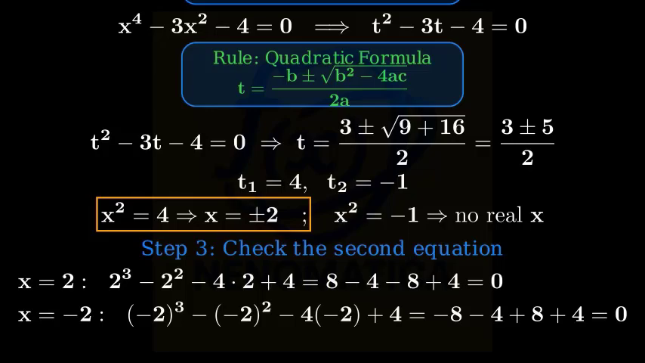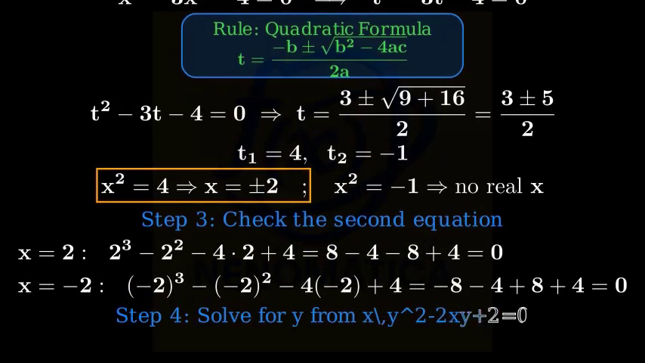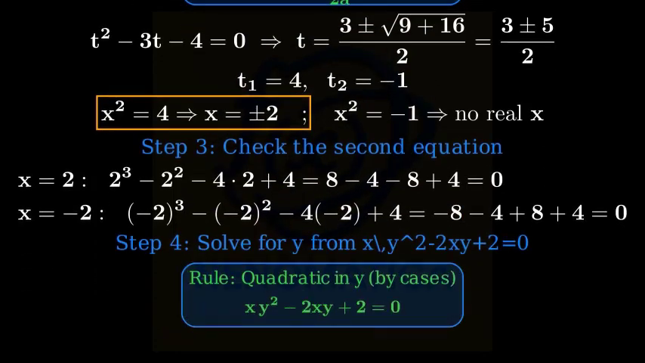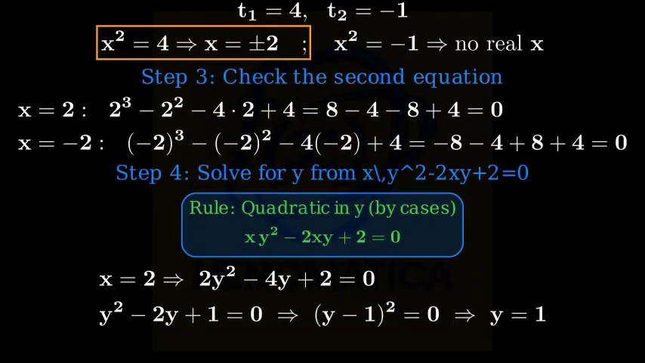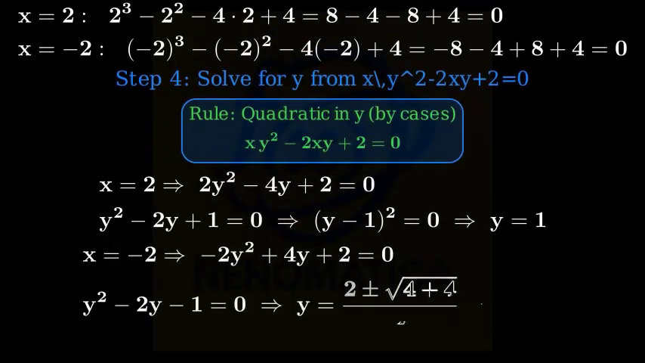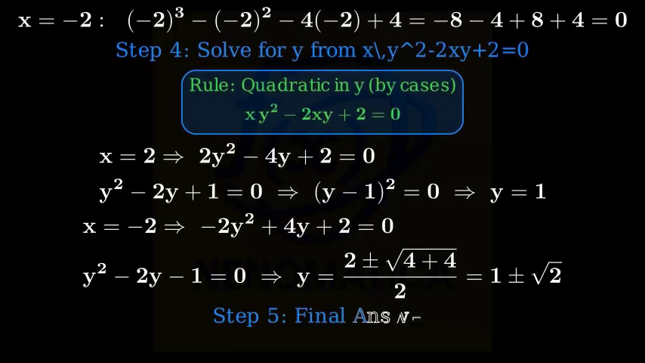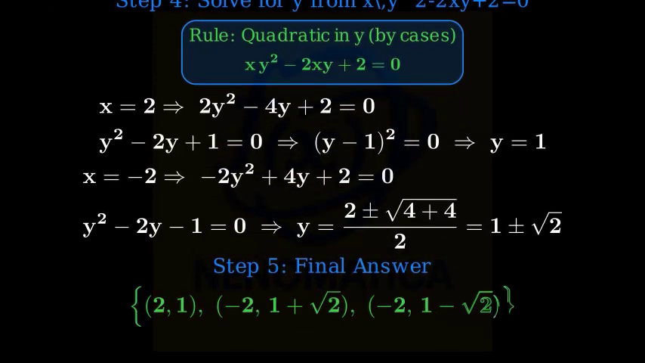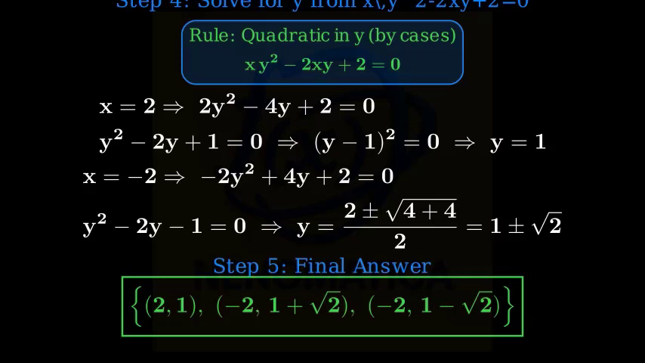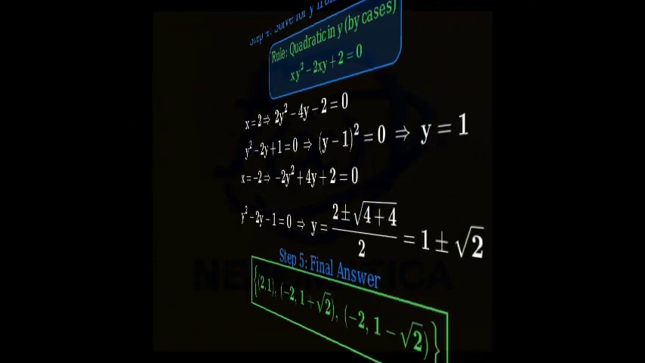Step 4. Now solve the third equation for y for each x. Case 1, x equals 2. We get y squared minus 2y plus 1 equals 0, so y equals 1. Case 2, x equals negative 2. We get y squared minus 2y minus 1 equals 0, hence y equals 1 plus or minus square root 2. Step 5. Collect the solutions. The ordered pairs are x equals 2 with y equals 1, and x equals negative 2 with y equals 1 plus square root 2 or 1 minus square root 2.